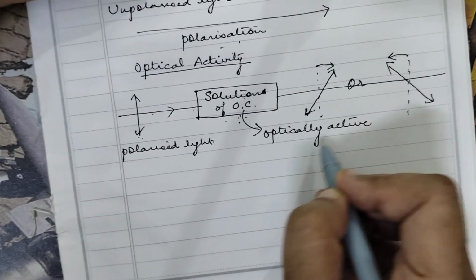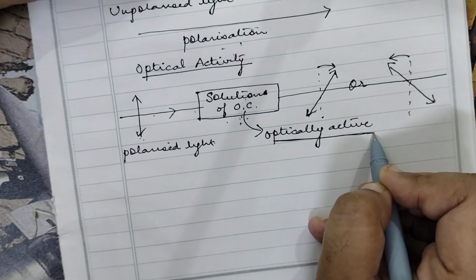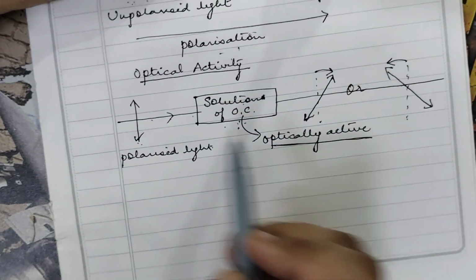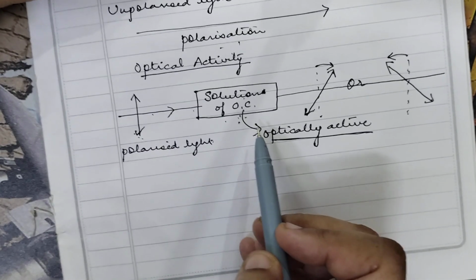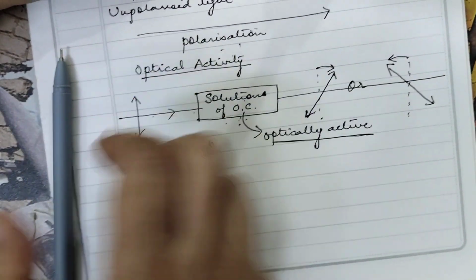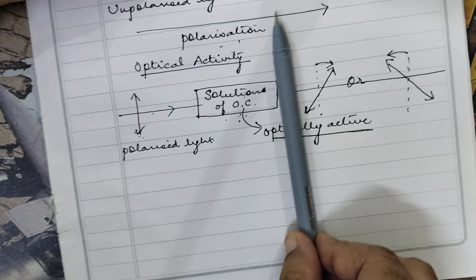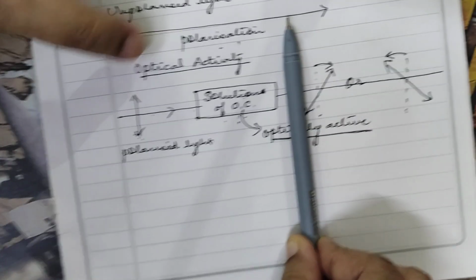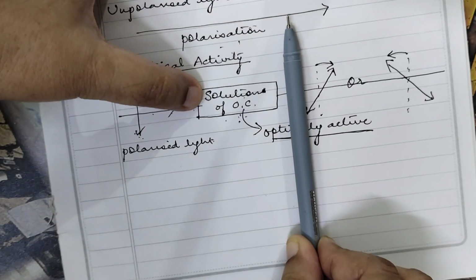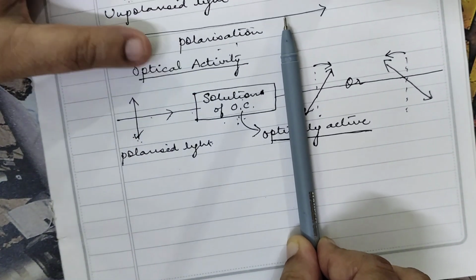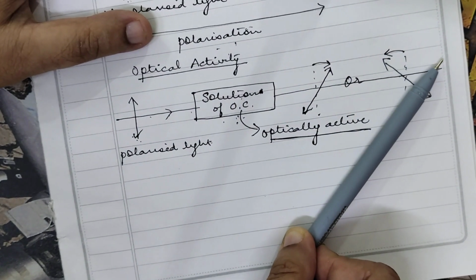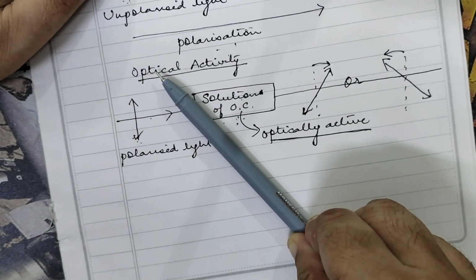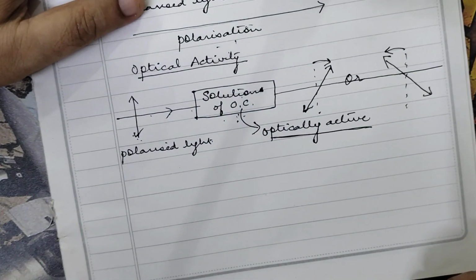Optically active are those organic compounds which have a capability of rotating the plane of the plane polarized light. This was the original plane, and now they will rotate it. Suppose this is the direction of vibration of plane polarized light. This organic compound in the solution form will rotate it either towards the right hand side, that is clockwise direction, or towards the left hand side, that is anti-clockwise direction.